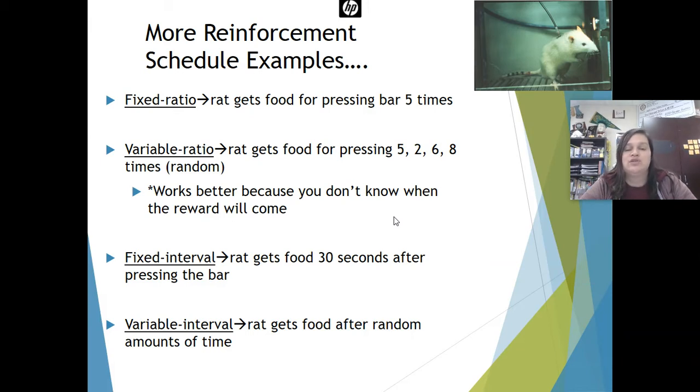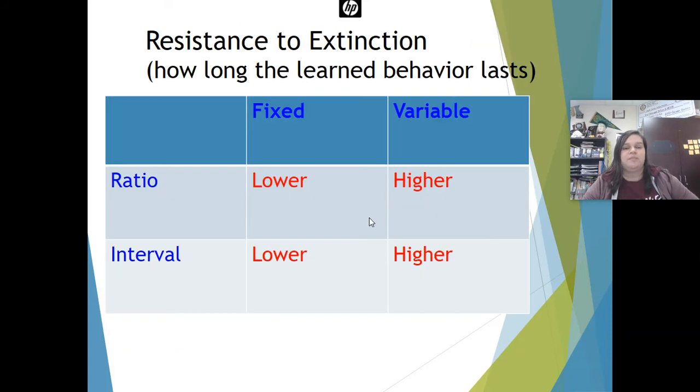In variable interval, maybe the food would come out immediately sometimes. Then he pressed the lever again, and the next time maybe it would come out a minute later. Then the next time, 30 seconds later. So it varies when the reward will come.